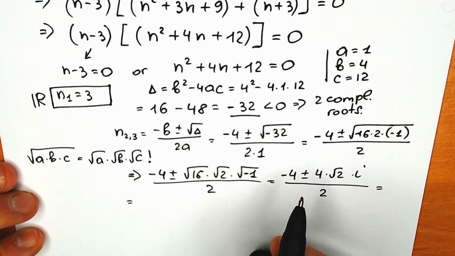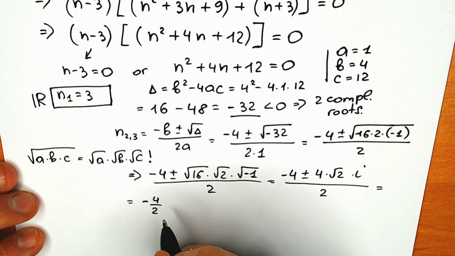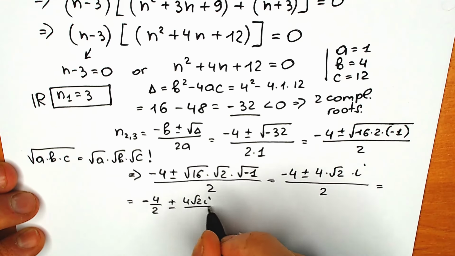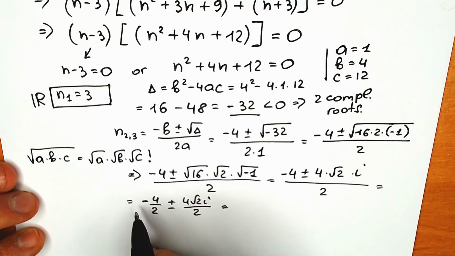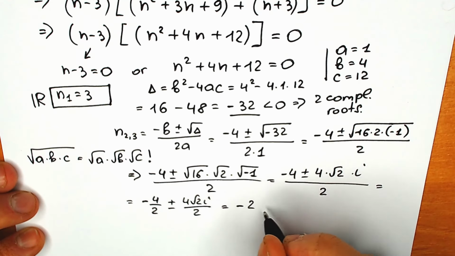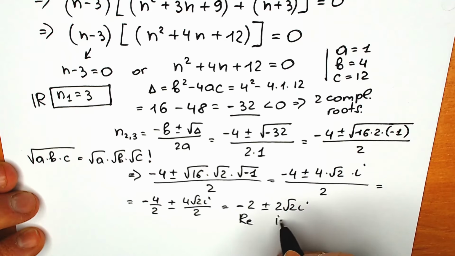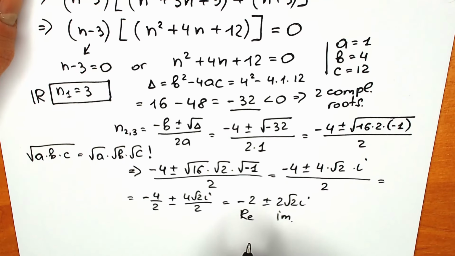And the final step, let's divide this numerator by 2, so minus 4 over 2 plus minus 4 square root of 2i over 2. And right now we can actually split it by real parts, so this one equal to minus 2 and plus minus 2 square root of 2 times i. So this is our real part, this is our imaginary part. So we have two complex roots.